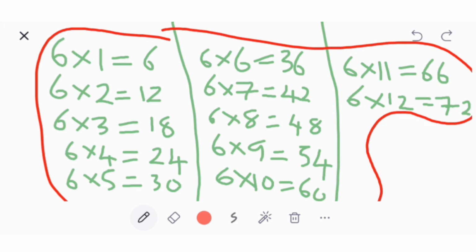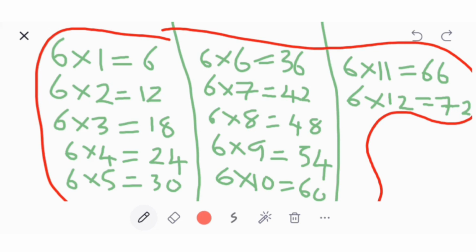Now, how do you recite it to yourself? You recite it like this, with your eyes closed. You say 6 times 1, 6, 6 times 2, 12, 6 times 3, 18, 6 times 4, 24. Please, your eyes must be closed when you are reciting it. Don't look at that paper.